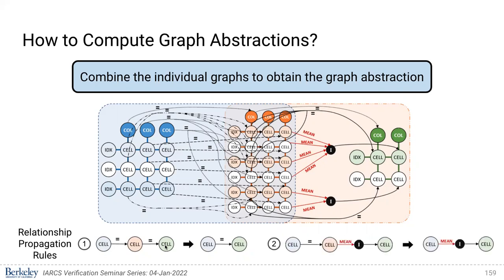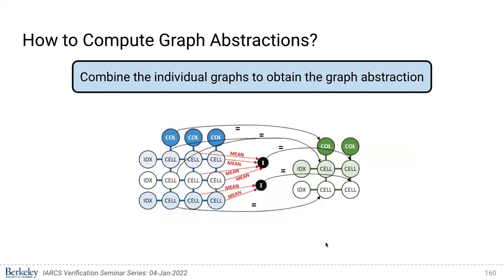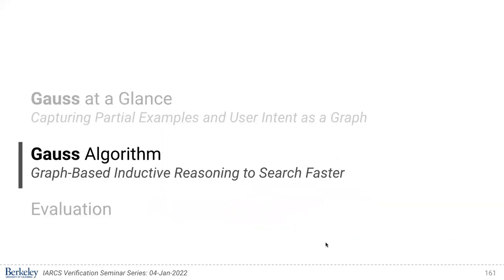And similarly, if you have a mean edge in between, and if the first cell is equal to the second cell, you can propagate the mean relationship back to the first cell. So this is how you can fuse the two graphs and have an overall relationship between the input and the output. And this is how you obtain the graph abstraction of a program. Any questions so far?